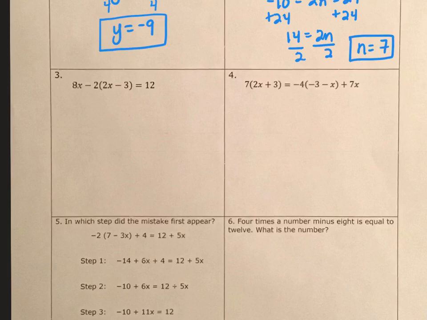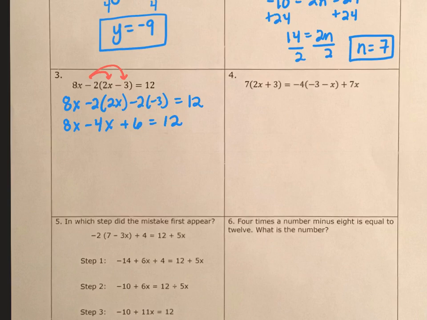Okay, our first step is distribution. So I'm going to distribute this negative 2 to the 2x and to the negative 3. Okay, so I've got 8x, negative 2 times 2x and negative 2 times negative 3 equals 12. Okay, now simplify this left side. 8x, negative 2 times 2x is a negative 4x. Negative 2 times negative 3 is a positive 6, and equal to 12.